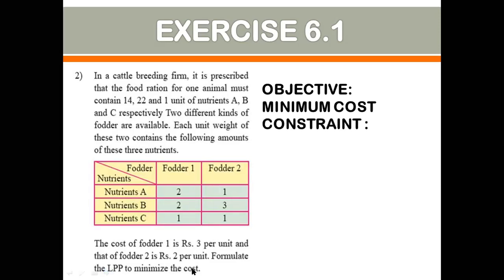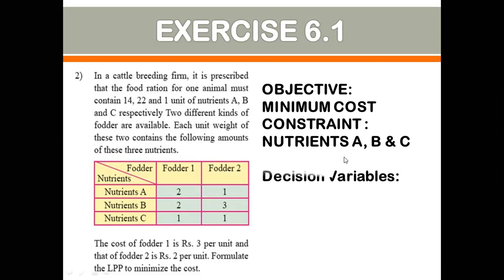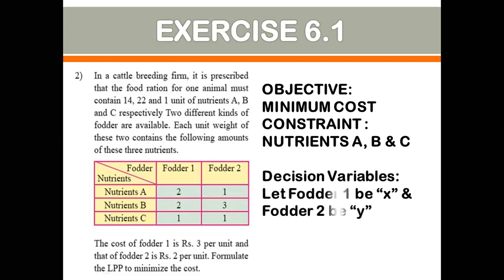What are the constraints over here now? Now this is a sum related to diet if you see. A cattle breeding firm. Okay, the diet is being made for cattle, for animals. So what are the constraints over here? All your three nutrients. Nutrients A, nutrients B, and nutrients C. Because I already told you all that the decision variables will always be two. So if three or more than three things come, it won't be your products, right? So what are the decision variables? The fodder, as you can see. So let fodder 1 be represented as X and fodder 2 be represented as Y.